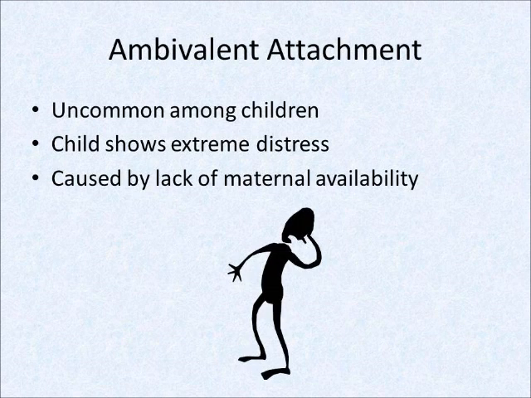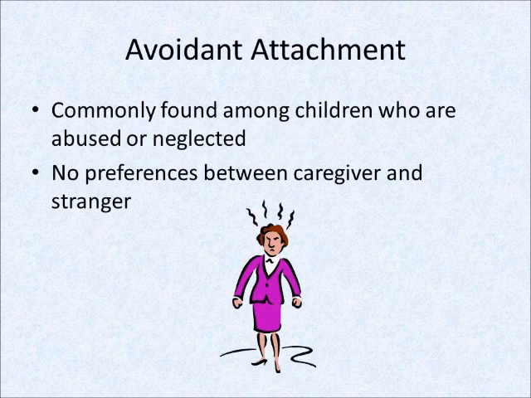Ambivalent attachment is an uncommon type of insecure attachment among children, and is shown when the child shows extreme distress when leaving the caregiver, which is caused by a lack of maternal availability. Avoidant attachment is most commonly found among children who are abused or neglected by their caregiver. These children show no preference when having to choose if they would rather leave with a stranger or their caregiver.